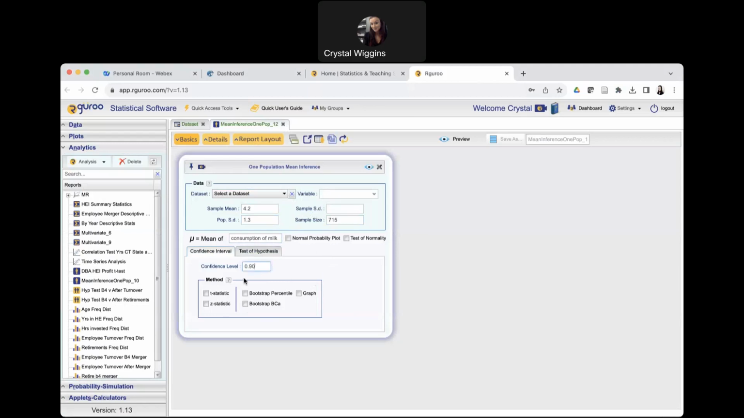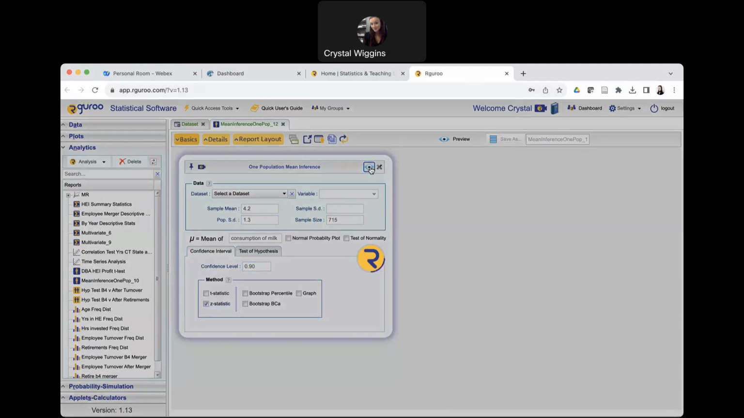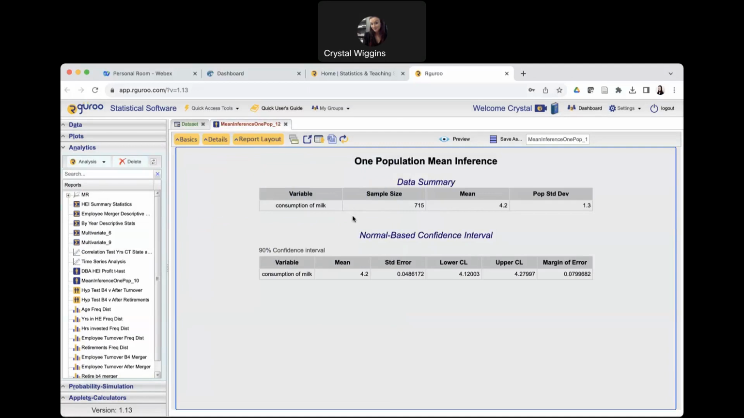In this particular course, we only need to select between a Z distribution and a T distribution. Again, how we select which one to use has everything to do with whether we were given the population standard deviation or just a sample standard deviation. Since we were given the more accurate population standard deviation, we will be using a Z distribution. And when I hit my eyeball, I am given this report.